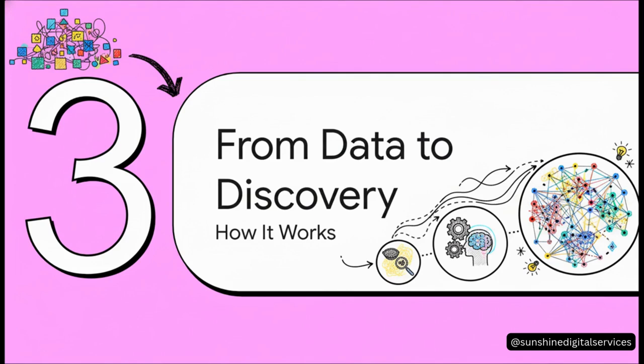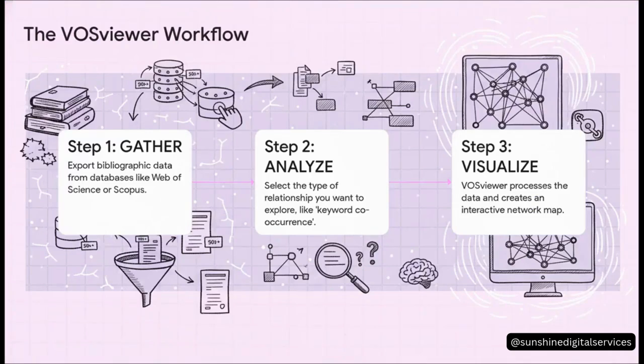So how do you actually go from a spreadsheet of raw data to one of these amazing discovery maps? Now, we're not going to do a super technical deep dive here, but the whole process can be broken down into a pretty simple three-step workflow. Okay, step one, you've got to gather your data. This usually means exporting records from huge academic databases like Web of Science or Scopus. Oh, and a little pro tip here. These databases often limit you to exporting maybe 500 records at a time, so you might need to grab a few files and combine them.